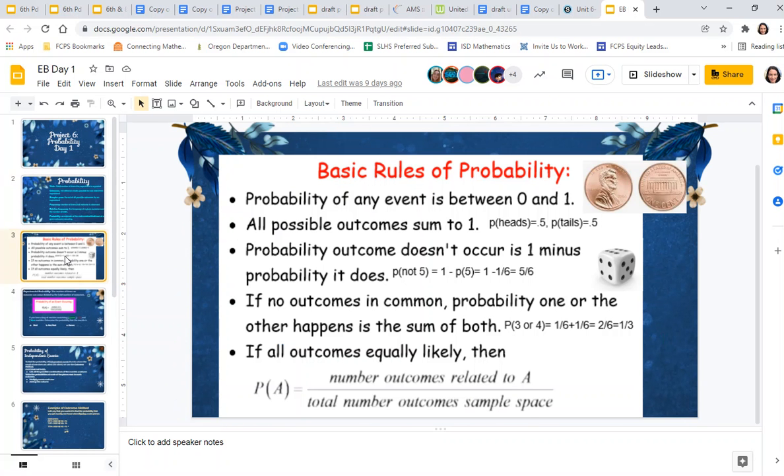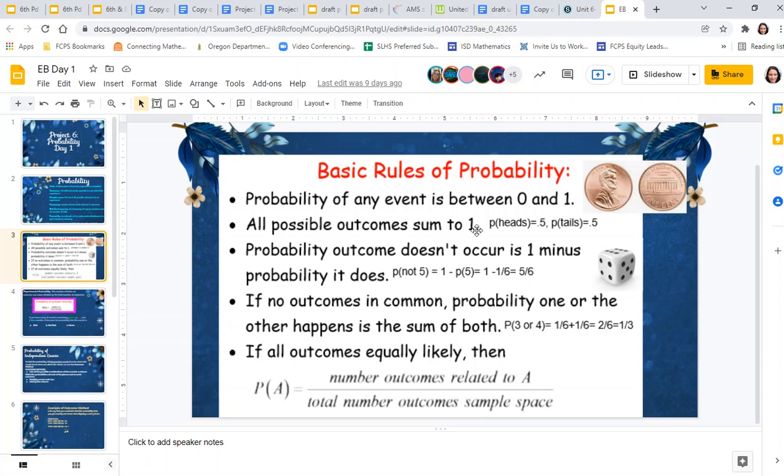So, basic rules of probability. The probability of any event is between 0 and 1. And think of that in terms of percentages. So if I said there's a 100% chance that something was going to happen, then that would be a probability of 1. If there's a 50% chance, that would be a probability of 0.5. All the possible outcomes will sum to 1 or 100%.